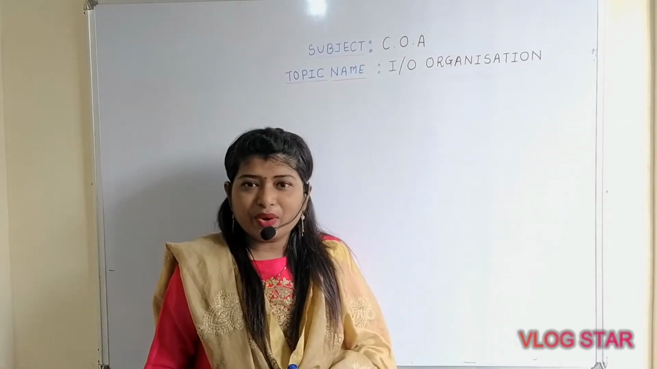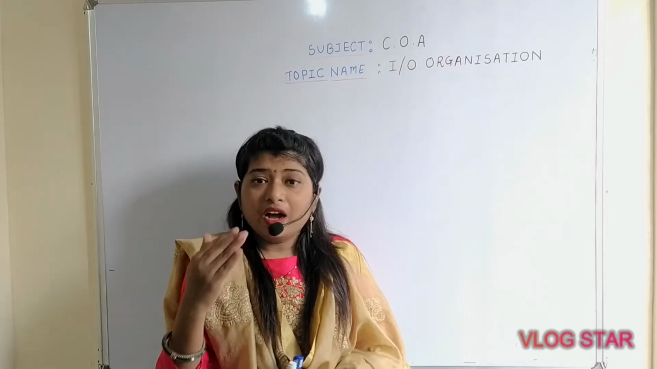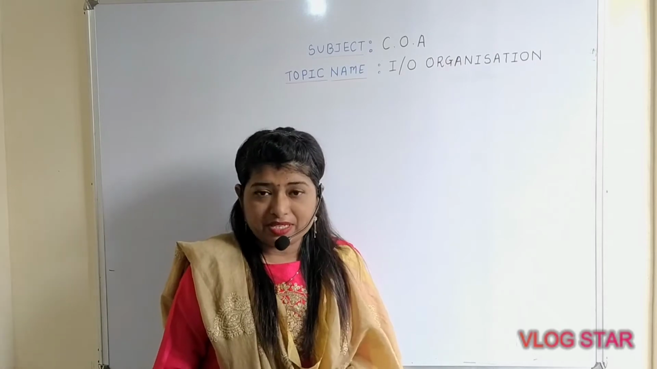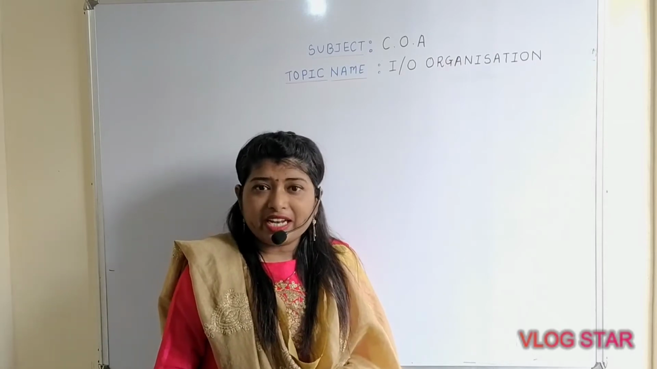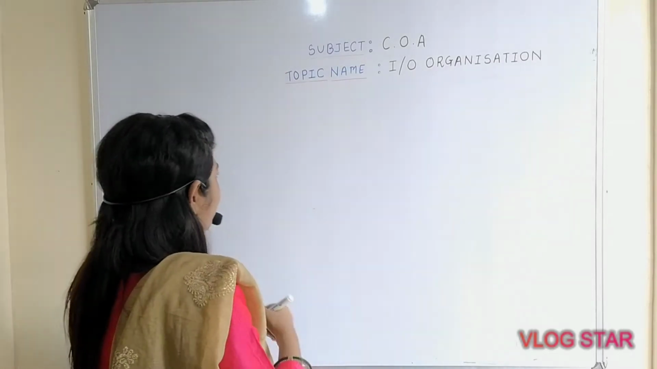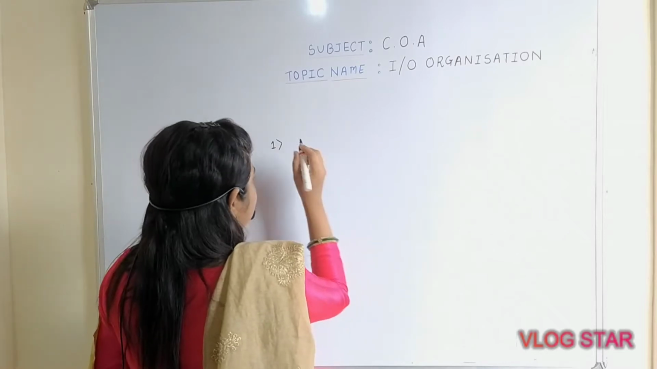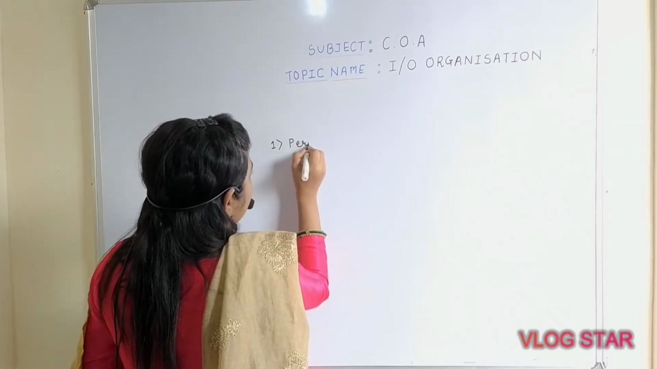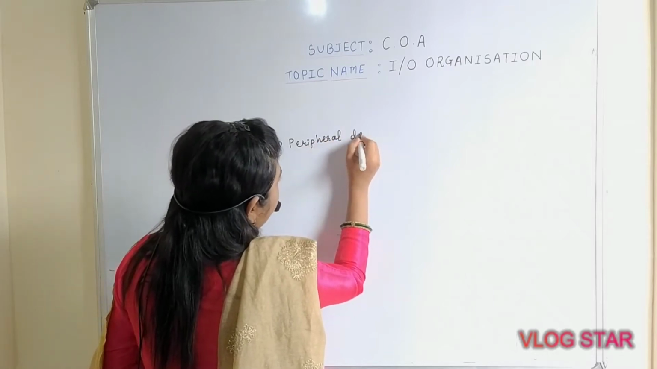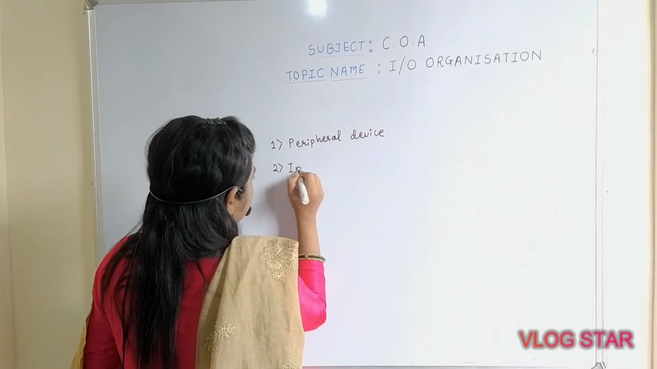What is the meaning of IO organization? It is nothing but input output organization. Under IO organization we'll study two important parameters. The first one is peripheral device and the second one is interface. As I told you, two important parameters related to the input output organization. The first is peripheral device and the second important parameter is what? Interface.